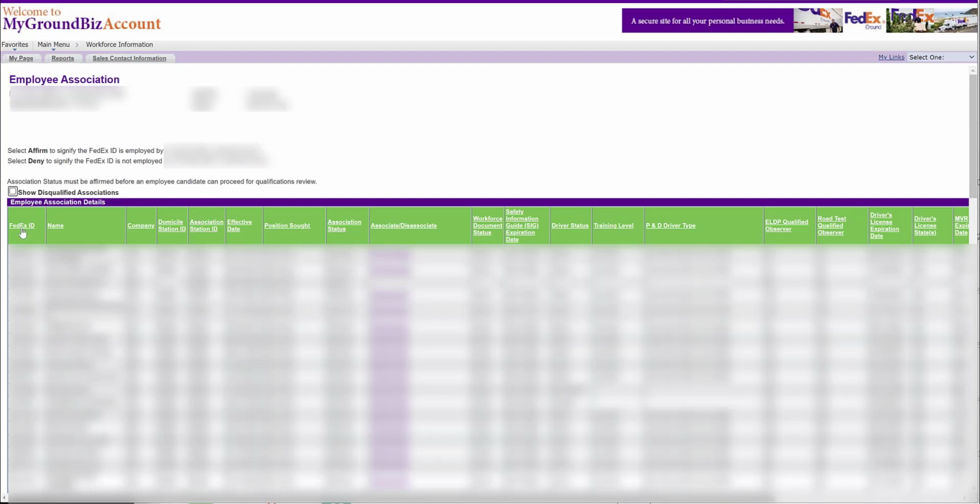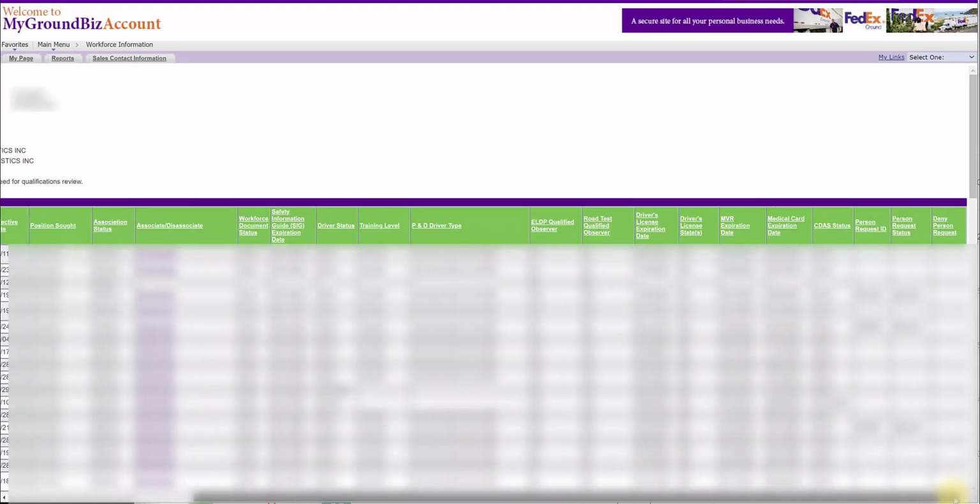And on this page, you're going to see the FedEx ID of the person you're looking for, their name, and a whole bunch of other things. The few that are important to always pay attention to or track are your medical examiner certification expiration date and your driver license expiration date. There's a whole bunch of other information that you can look at, but those are the ones that I pay attention to.